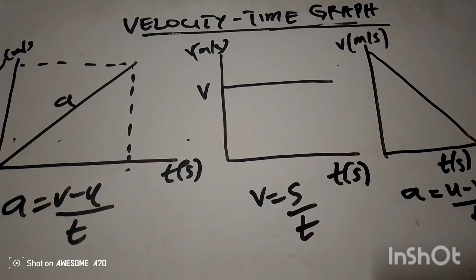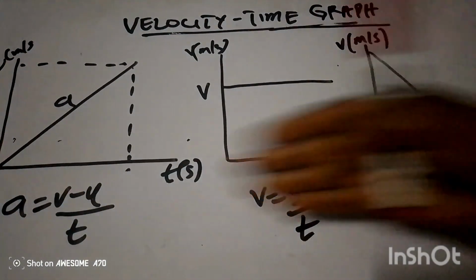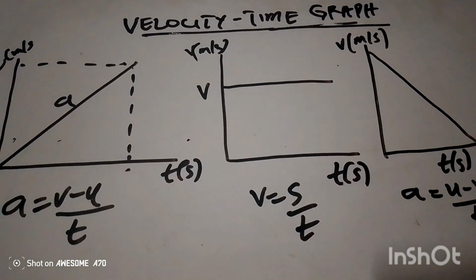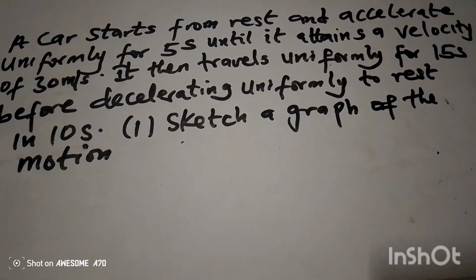So let's look at how we can apply these 3 concepts, 3 diagrams, to solve a particular question, by using one example. Okay, let's look at this example now. A car starts from rest and accelerates uniformly for 5 seconds until it attains a velocity of 30 meters per second. It then travels uniformly for 15 seconds before decelerating uniformly to rest in 10 seconds. Sketch the graph of the motion.